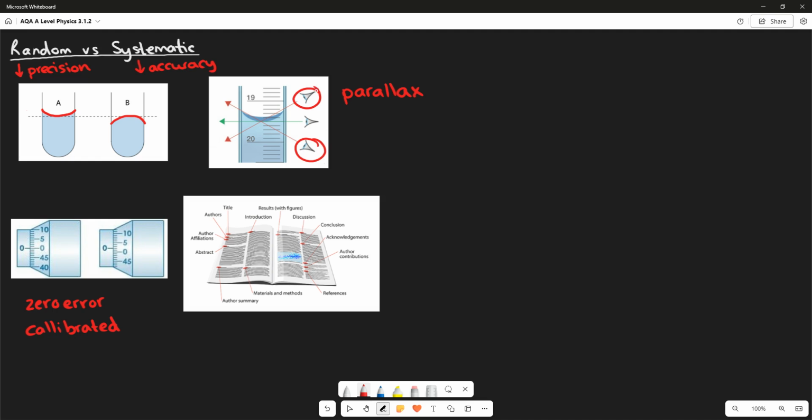If you have, for example, different people taking the readings and one of them goes too high and the other person goes too low, then you're introducing a more random element because you are getting a positive and a negative systematic error being added to your data, and that can lead to a reduction in precision.